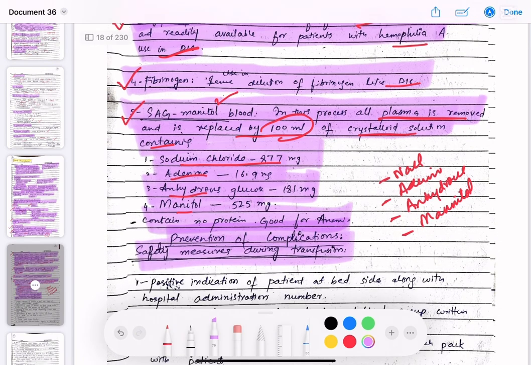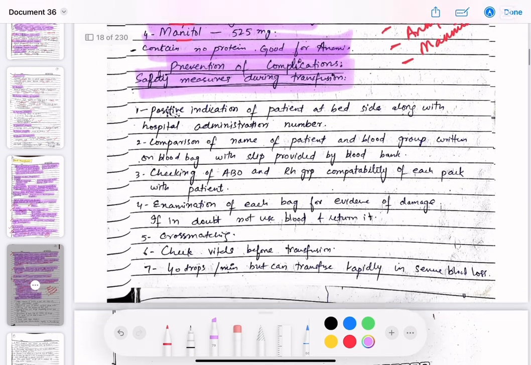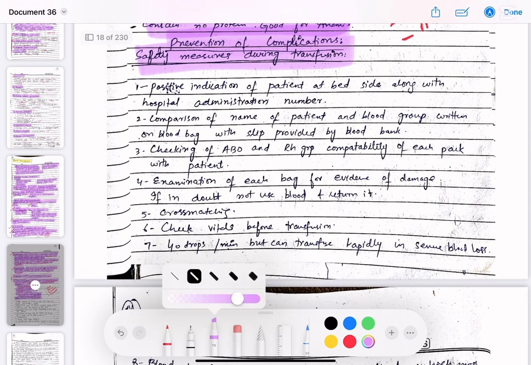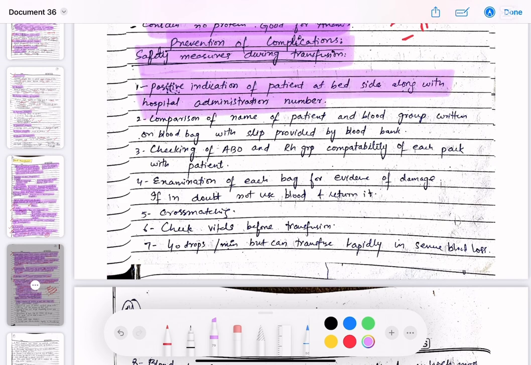Now, what is the prevention of complications? What are the safety measures during transfusion? First, positive identification of the patient at bedside along with the hospital administration number. You should identify the patient correctly. Then comparison of the name of the patient and blood group written on the blood bag with the slip provided by the blood bank.